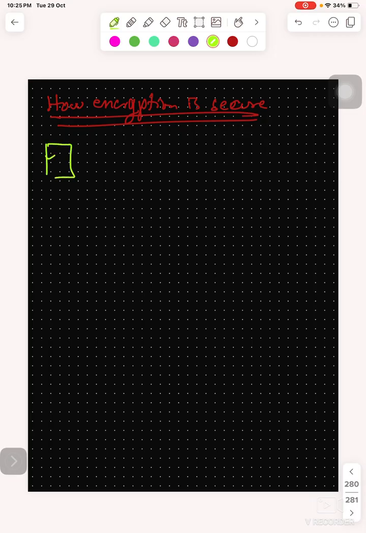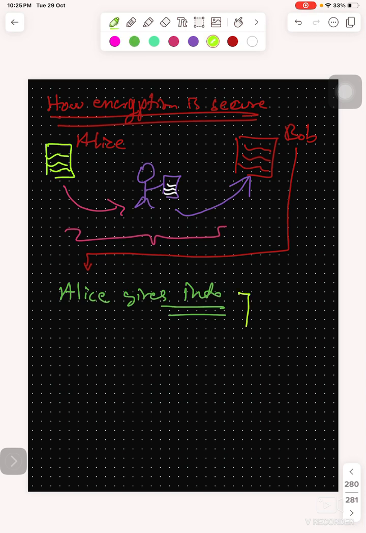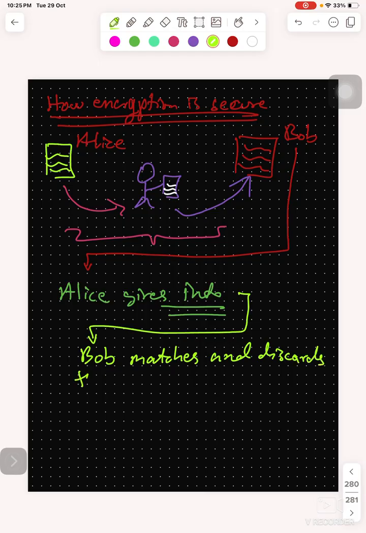Let's suppose there is a third person. If he receives the message and then again goes back, when Bob sends a message to Alice, and Alice gives the information, Bob matches and discards the incorrect ones. That's how it will work.